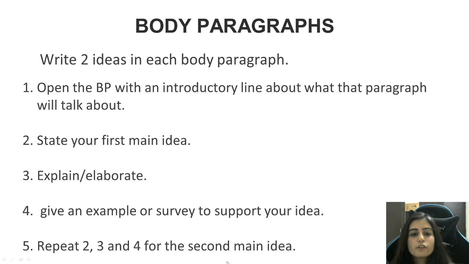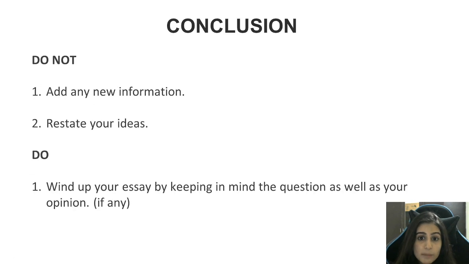Then you have to repeat it for your other ideas, and the same thing has to be done with your second body paragraph, wherein you will be talking about effects. The first introductory line of your second body paragraph would say there are numerous alarming effects or repercussions in the future, and you list down those ideas by explaining them and giving an example or a survey to support your idea. So each of your body paragraphs would have two ideas each, and that's it for your body paragraphs.